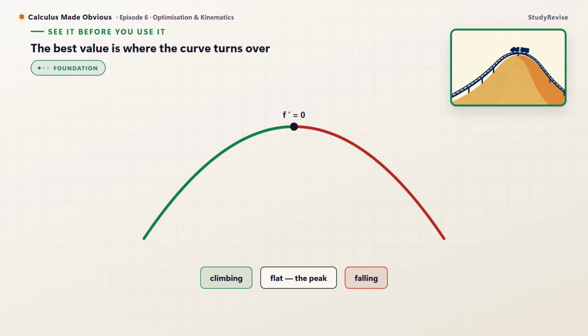On the way up, the gradient is positive. On the way down, the gradient is negative. Somewhere in between, the gradient has to pass through zero. And that exact point where the curve stops climbing and starts falling is the peak itself. So, finding the best value and finding where the derivative is zero are not two different problems. They are the same problem, seen from two different angles.